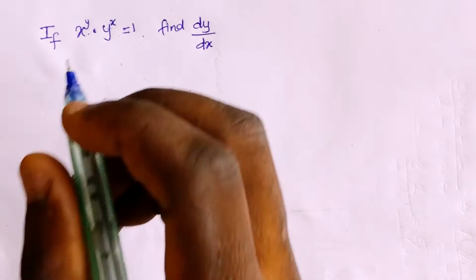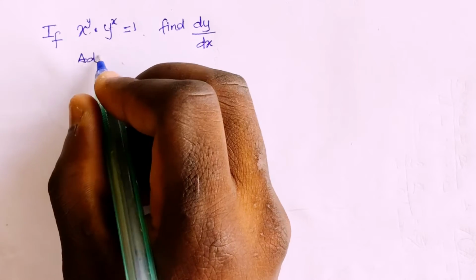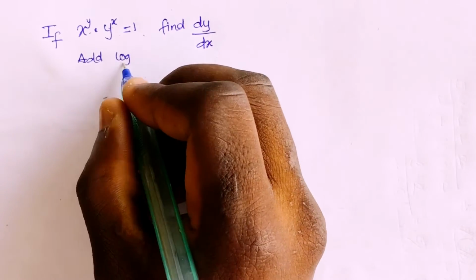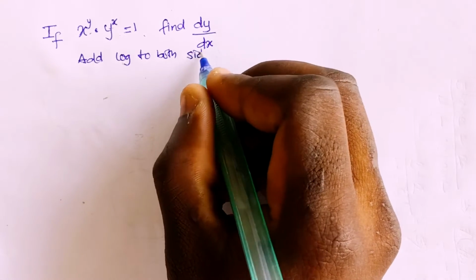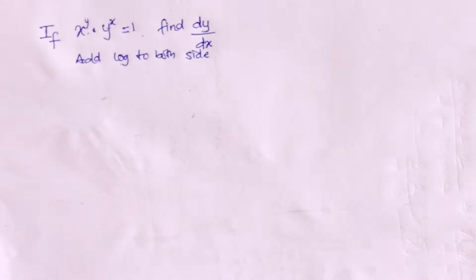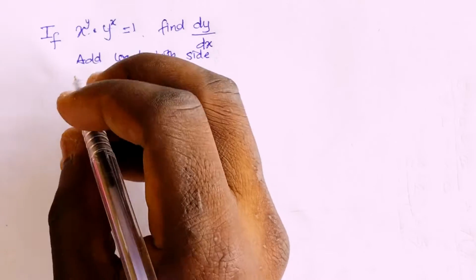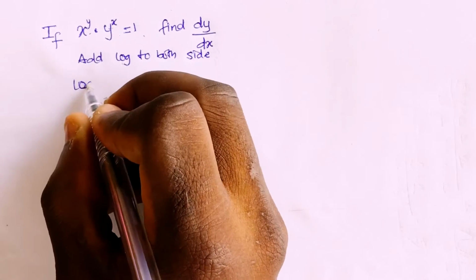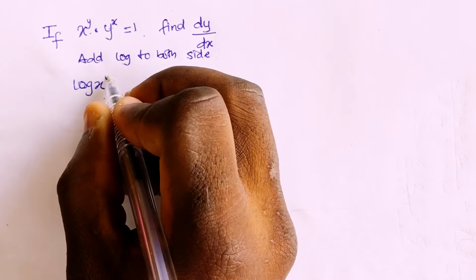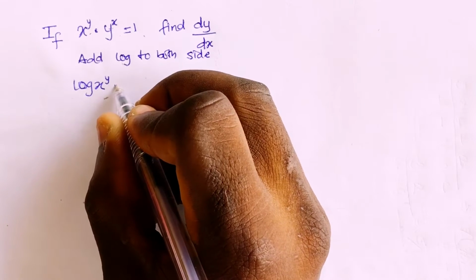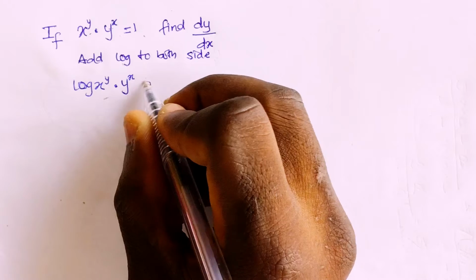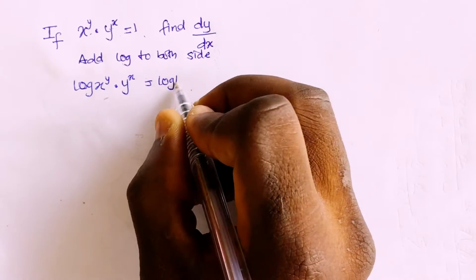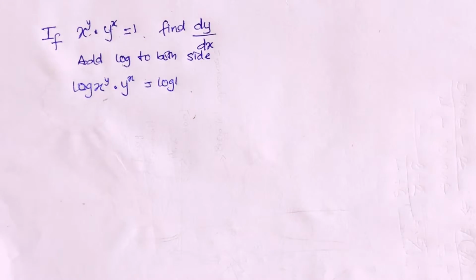So in this case, I'm going to add log to both sides. That's the first step. So I'll be having log of x raised to the power y multiplied by y raised to the power x equals log 1. So in this case now, this is two products.